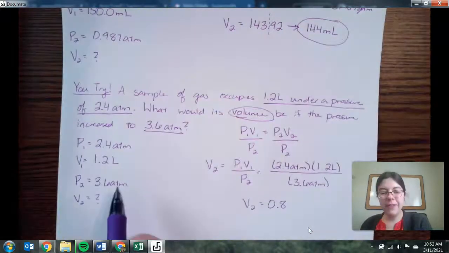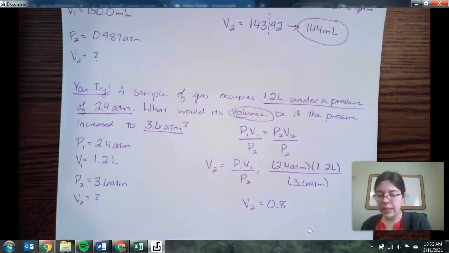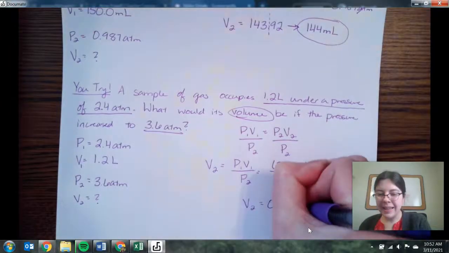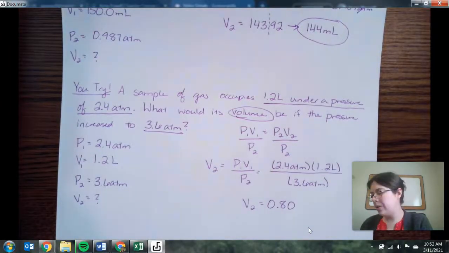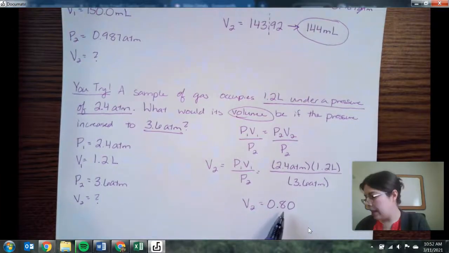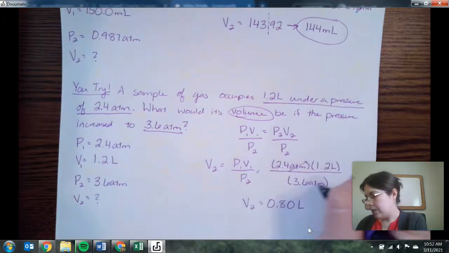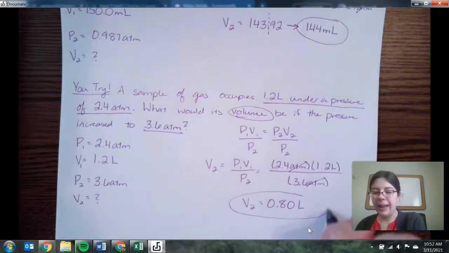If we look at each of these values, they all have 2 sig figs. This one right now only has 1 because remember, leading zeros don't count. So we're going to add a 0, okay, which does count because trailing zeros with a decimal point are significant. And then don't forget about your units, which is liters. So that is the second answer.